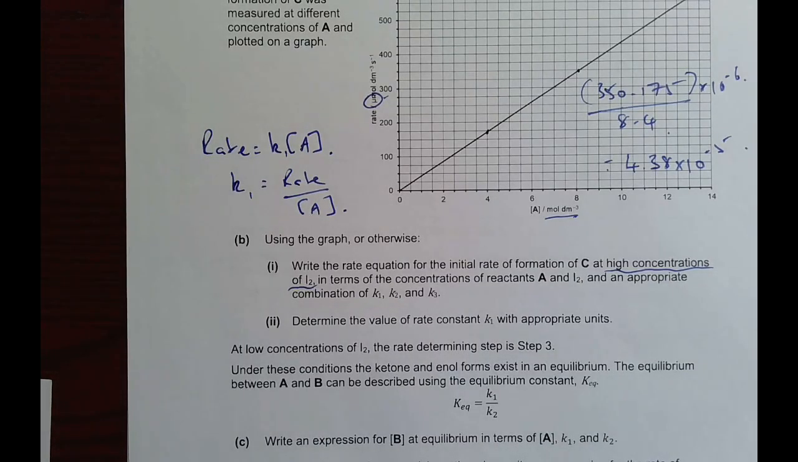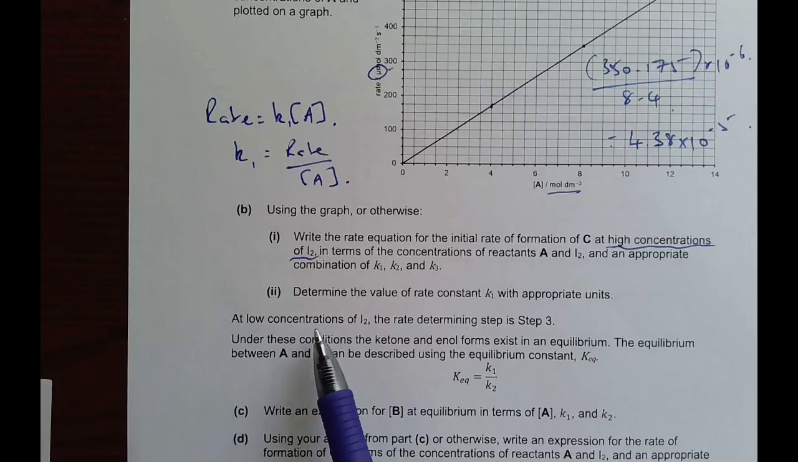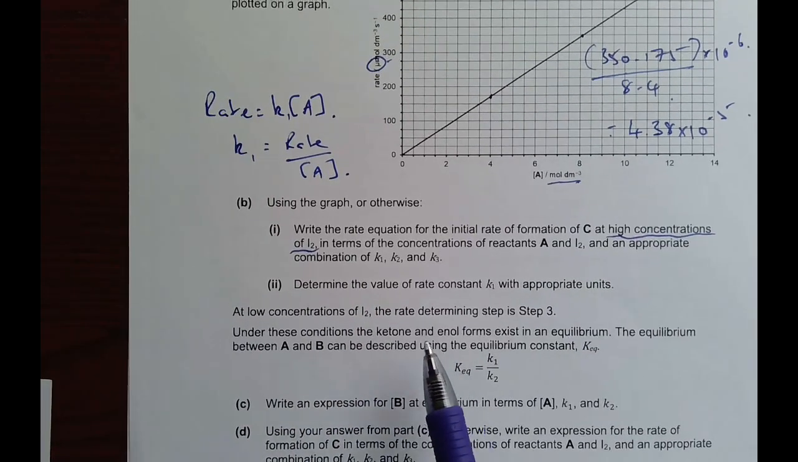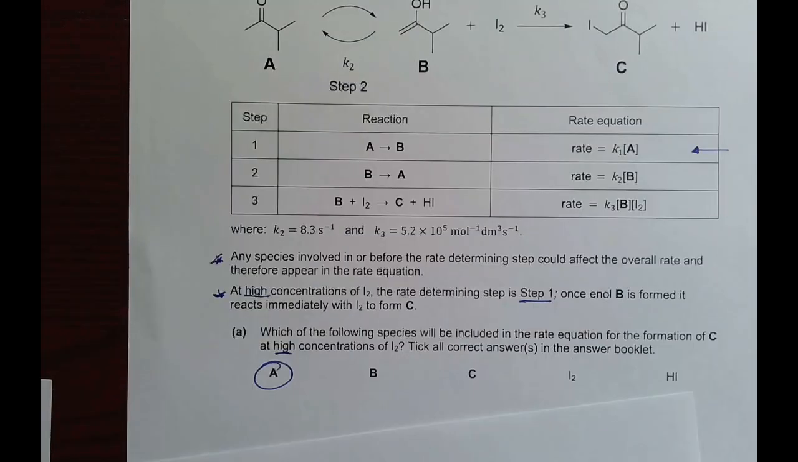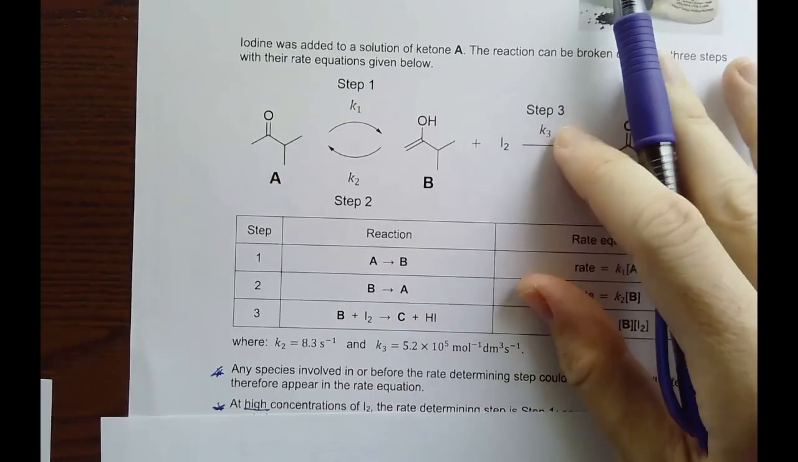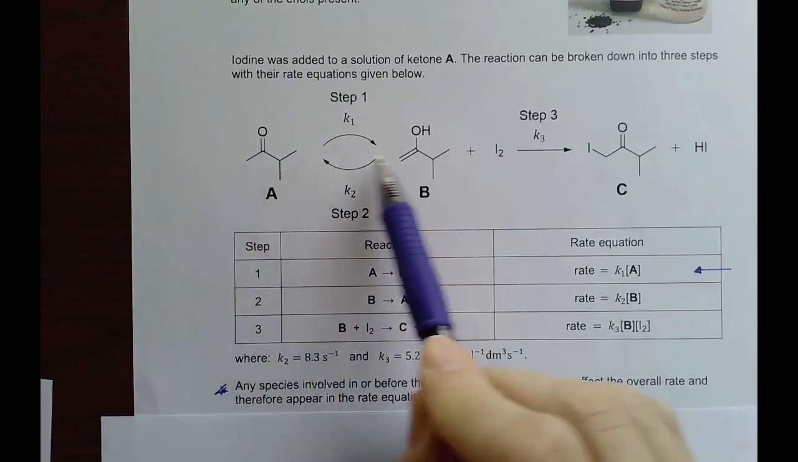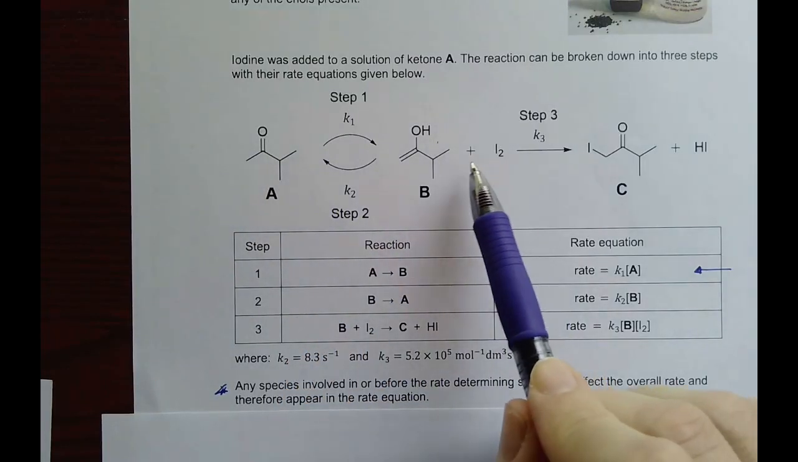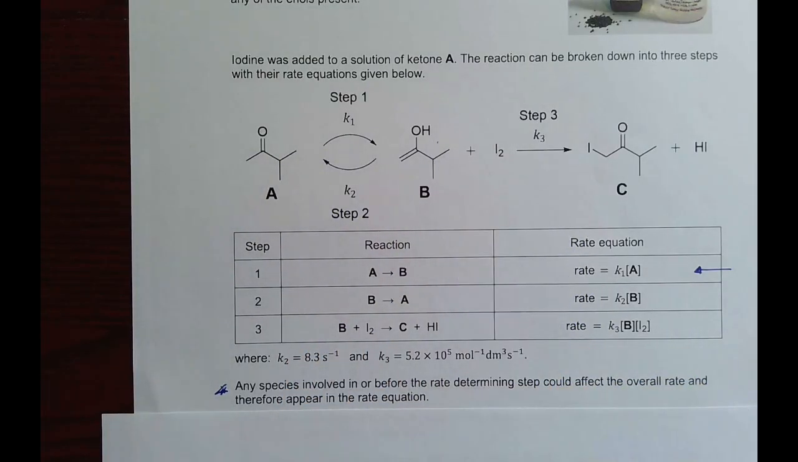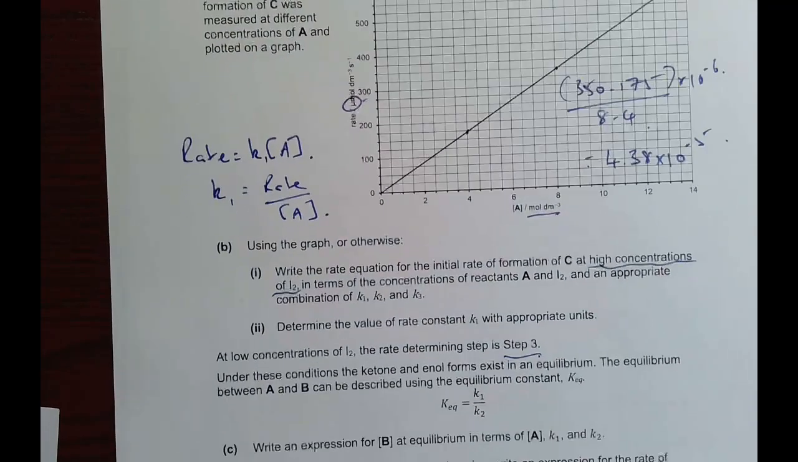Okay, so far so straightforward. So now we move on to low concentrations of I2. At low concentrations of I2, the rate determining step is now step 3. Initially, at high concentrations, the rate determining step was the keto to enol, but at low concentrations it's now the addition of the iodine to the enol, which is going to determine our rate.